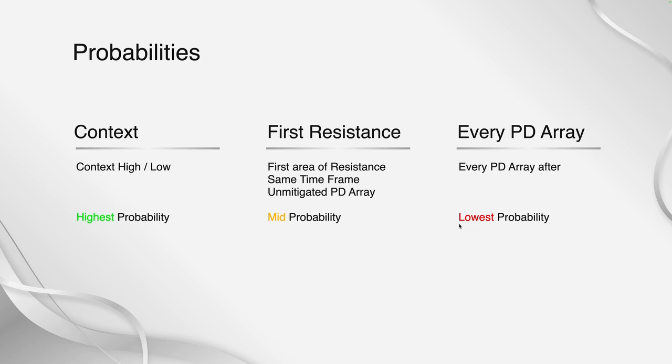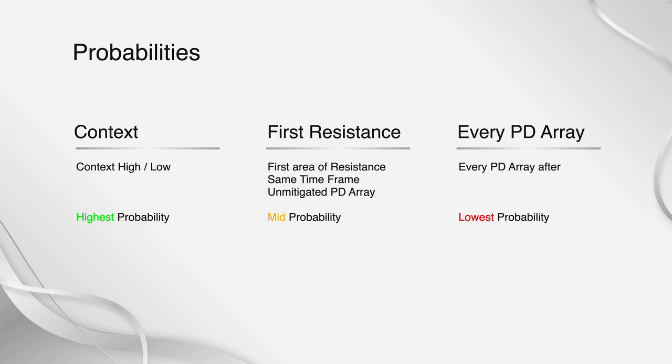Now, moving on, we see the probabilities. The probabilities right here are also something we already mentioned, but I want to go over multiple examples as well. The context high/low is the highest probability. After that, we have the first resistance area. So the first area of resistance, same time frame, unmitigated PD array, that is mid probability because that target is a little bit further. But if we have no resistance anymore after that, that can still be targeted. Again, remember what that resistance is. It's the same time frame and it's an unmitigated PD array. So it's not something we have traded into before.